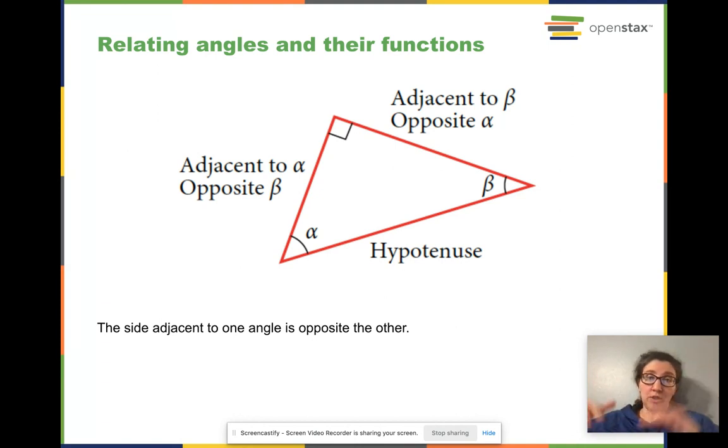And it doesn't matter if the triangle is rotated, however it is. We can think about it just in relationship to this angle here. This is the opposite side to it, and this is the adjacent to alpha. And for beta, here's opposite, here's adjacent.